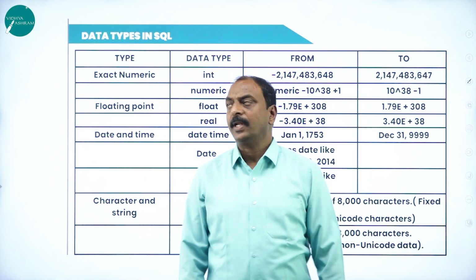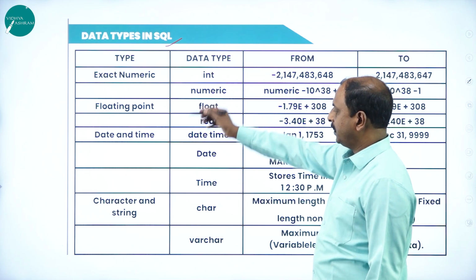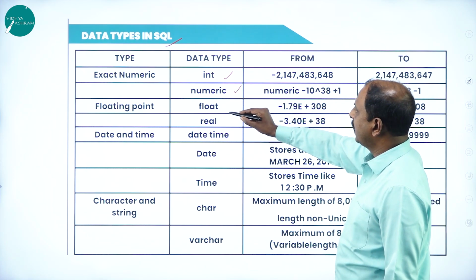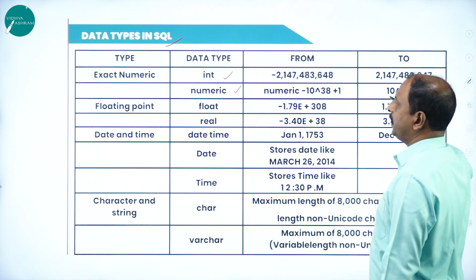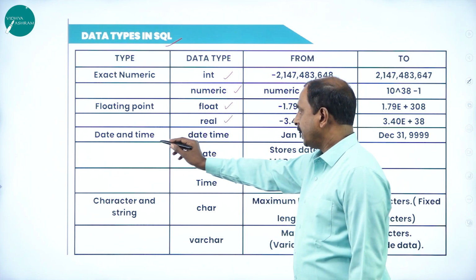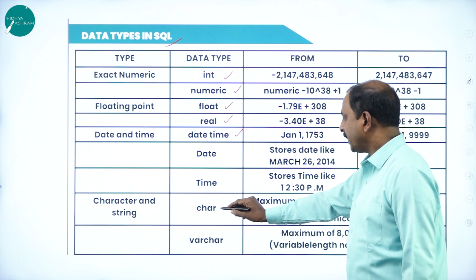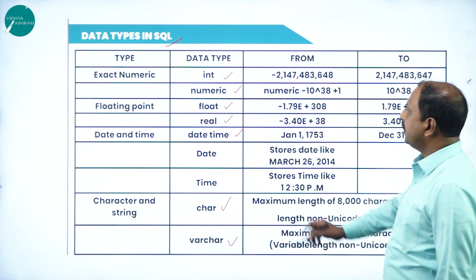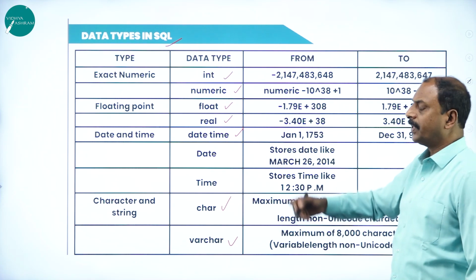Next we will see in the SQL language what the different data types are. Here we have the following data types. One is int, and numeric. Int is used to store whole numbers, and this is the range of the int data type. Float and real are for decimal numbers. Date and time are data types, and again date and time, and this is char and varchar. These two are the character and string data types. These are all different data types, and here are the ranges of these different data types.